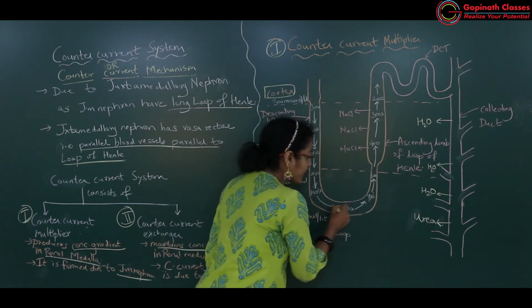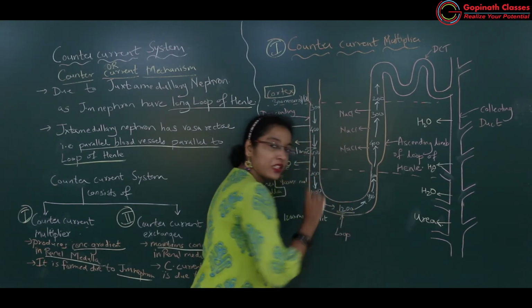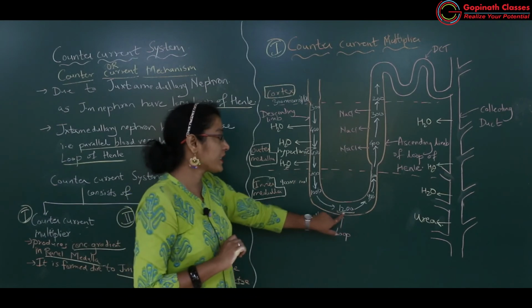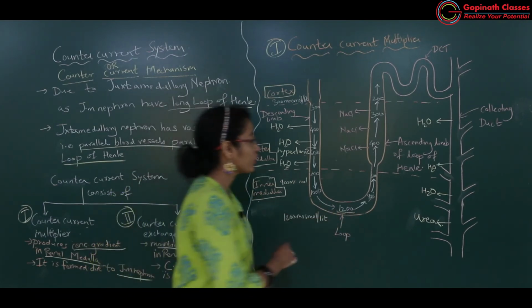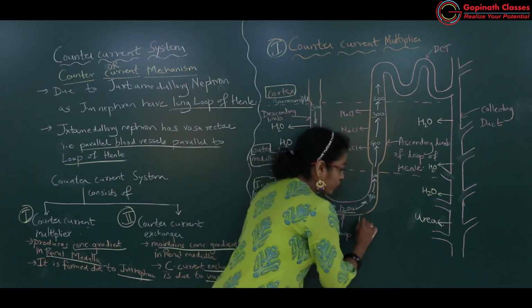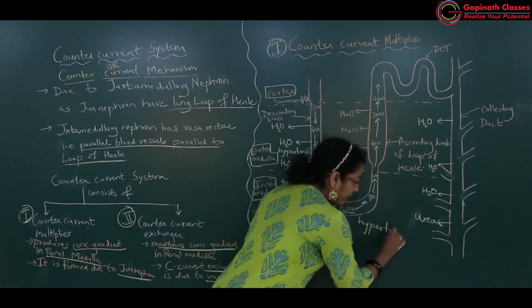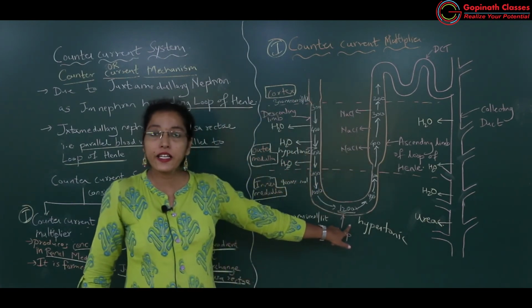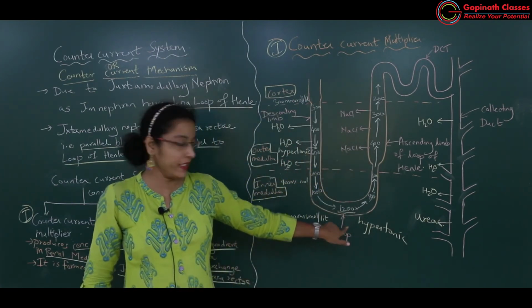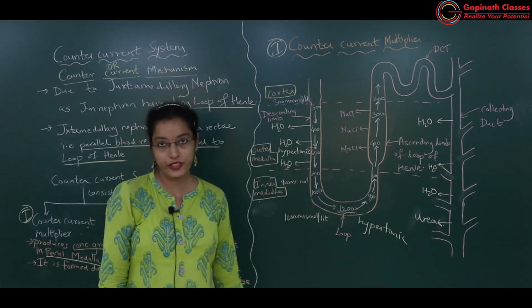So the most hypertonic nephric filtrate, where will it be? In the loop of Henle, in this loop. Because in this loop what will be the osmolarity? It is 1200 milliosmoles. So 1200 milliosmoles is the maximum. So the most hypertonic nephric filtrate is there in the loop part of the loop of Henle.